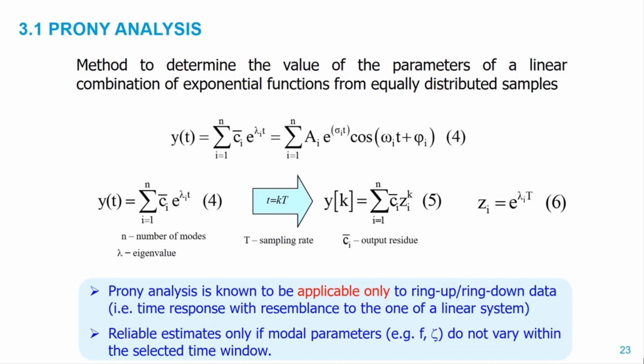Also, it's important to be aware that when we do the Prony fitting, the parameters of the oscillatory mode, like the frequency and damping ratio, should not vary within that time window, because otherwise we'll get misleading results. If we have such variations, we might check if the analysis could be split into two time windows, each one having a fixed frequency and damping ratio.